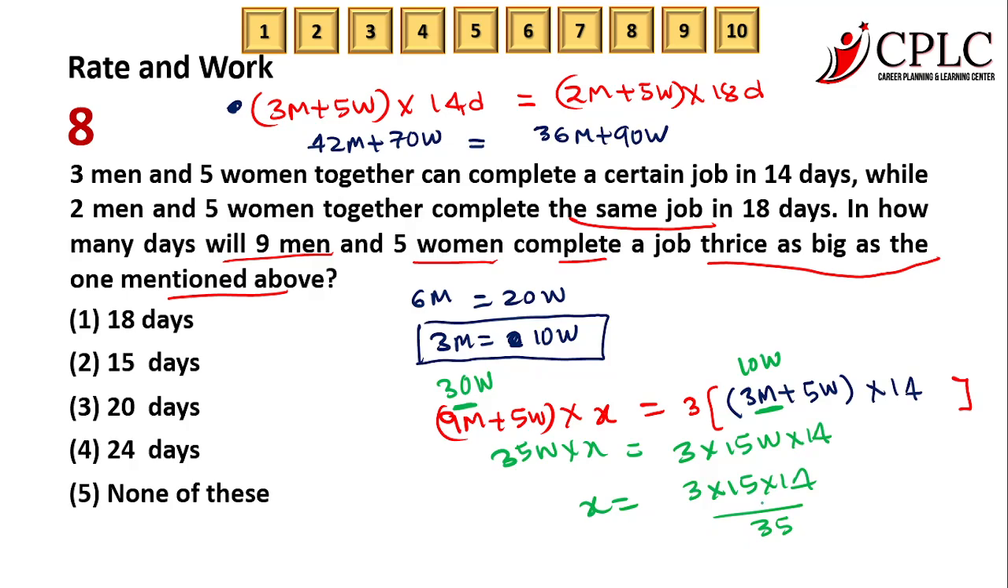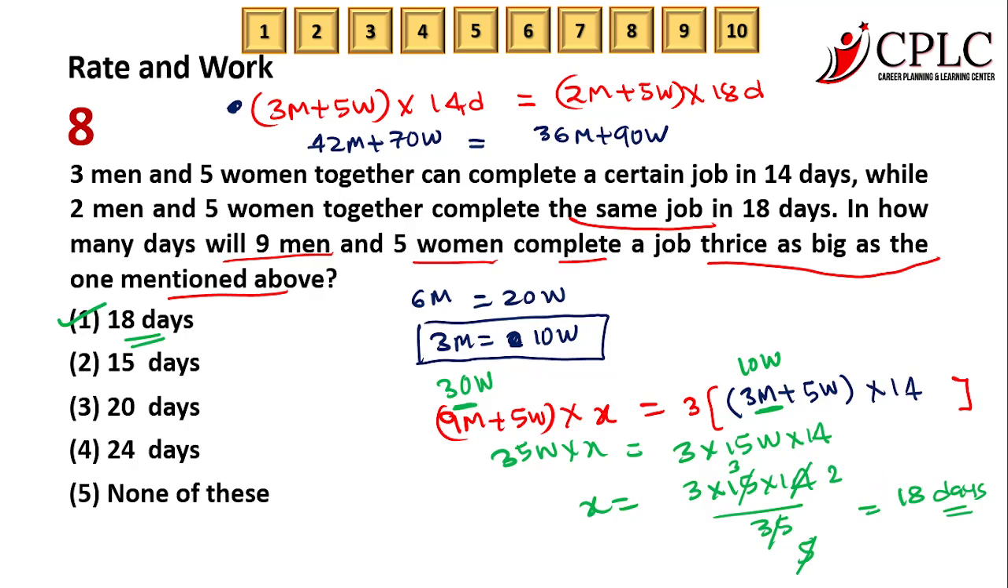Let's do the calculation. 7 5s are, 7 2s are, 5 3s are, 3 into 3 into 2, 9 into 2, which is 18 days, which is answer option 1. So 18 days will be required to complete this job in this same particular manner.